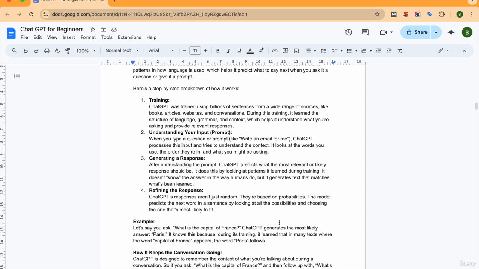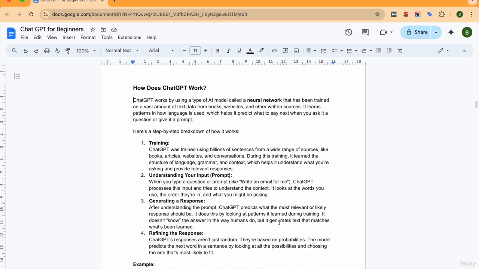Refining response. ChatGPT's responses aren't just random, they are based on probabilities. The model predicts the next word in a sentence by looking at all the possibilities and choosing the one that's most likely to fit. So we understand in a very basic way how ChatGPT works. In the next few lectures, we are going to create our ChatGPT free account and we are going to learn how to get the best out of this tool.